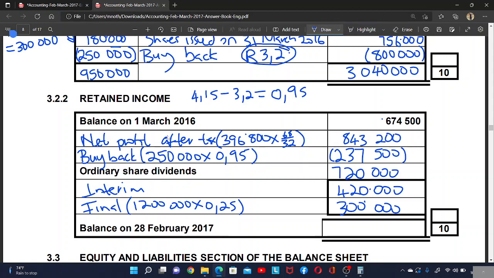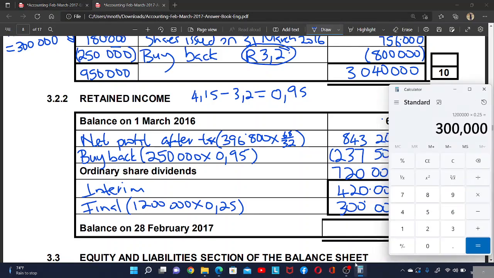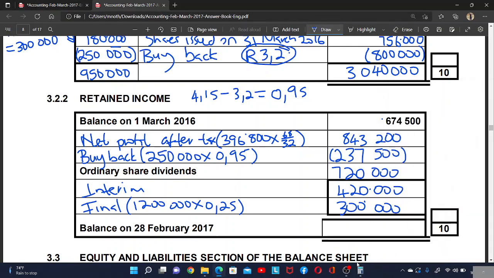Then now let's add them. If you add them, 674,500 plus 843,200 minus 237,500 minus 720,000, you are going to get 560,200. Thank you.